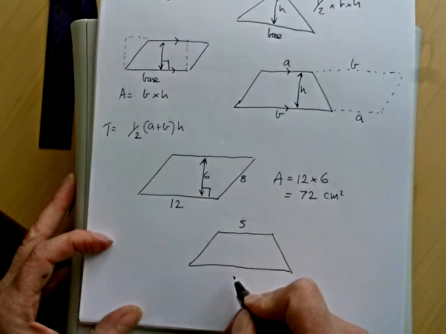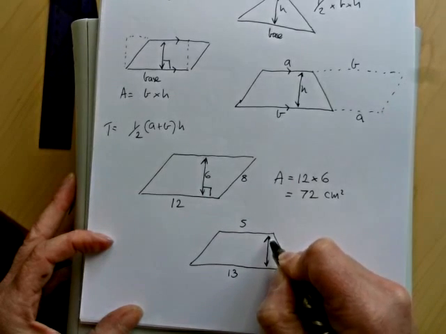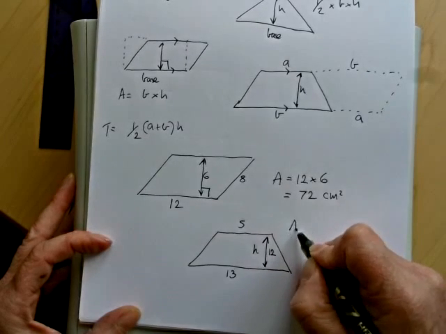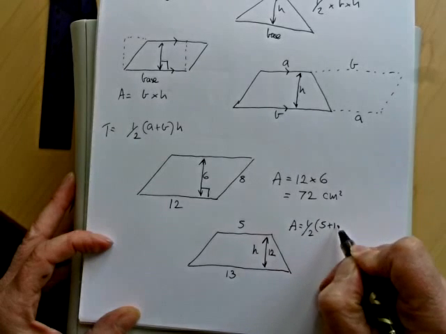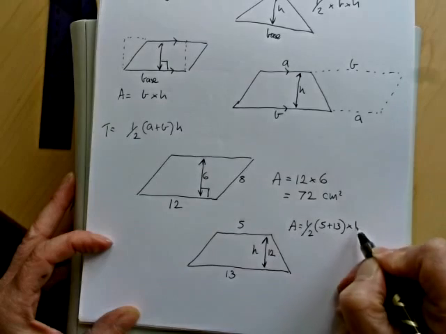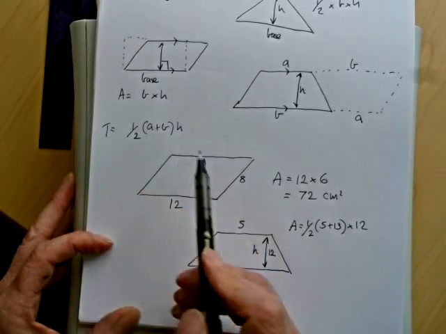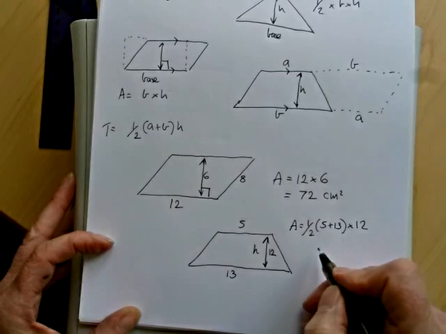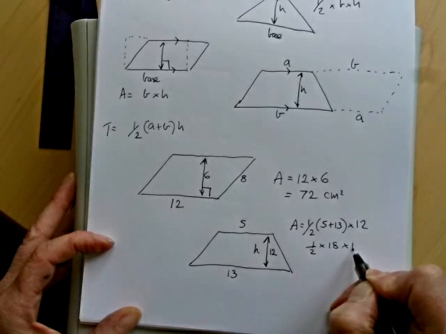And moving on to the trapezium, let's say we have the top of 5, base of 13, and a height of 12. So the area then will equal 1/2 of 5 plus 13 times 12. That comes directly from the formula here then, a half. Parallel sides are 5 and 13, must times by the height. Now that's a half times 18 times 12.